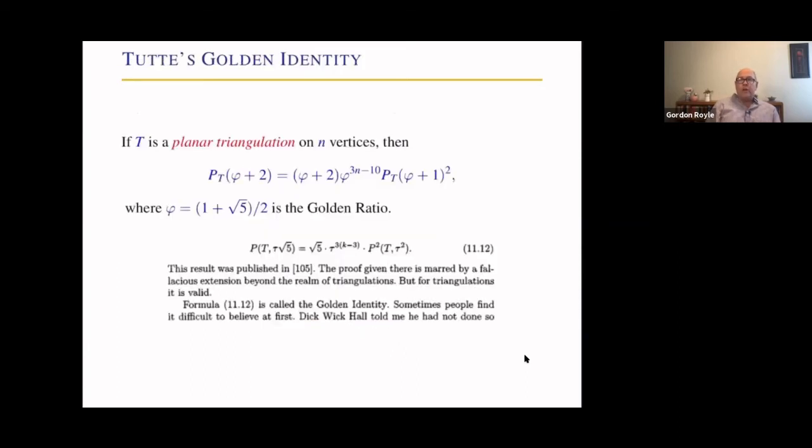Okay, what did he show? He showed that if you take a triangulation, because at this point they were only really interested in chromatic polynomials of planar graphs, because the four-color theorem was everything, he proved this relationship: the chromatic polynomial evaluated at the point φ plus 2 is equal to some constant times the chromatic polynomial at φ plus 1, squared. That's an amazing result. How would you ever guess that?